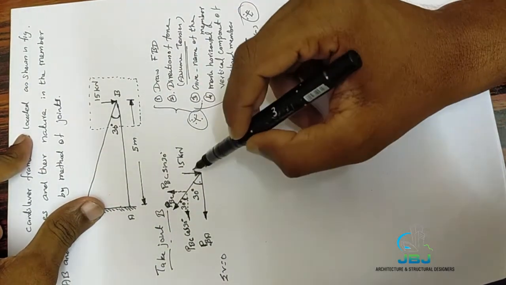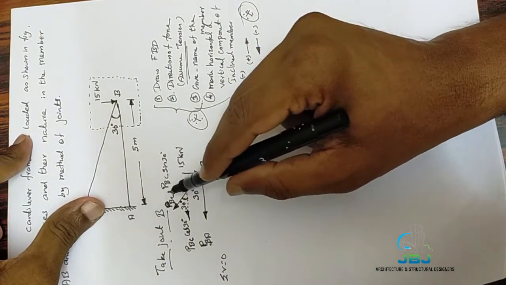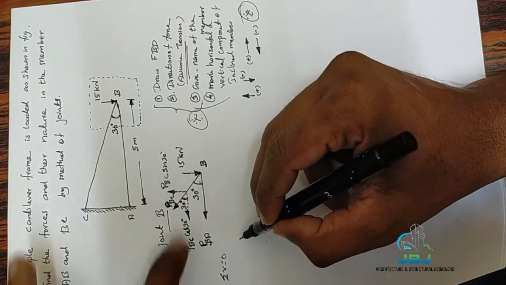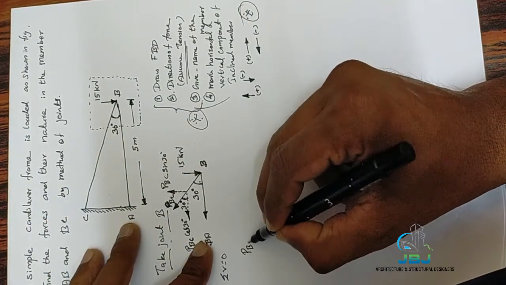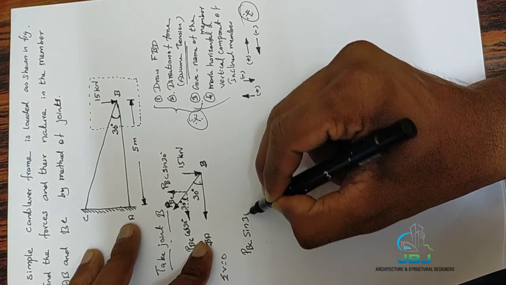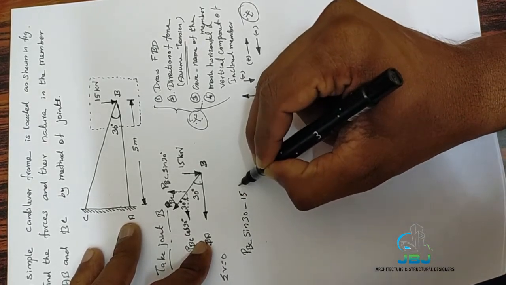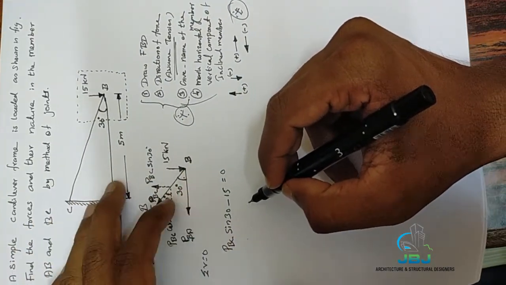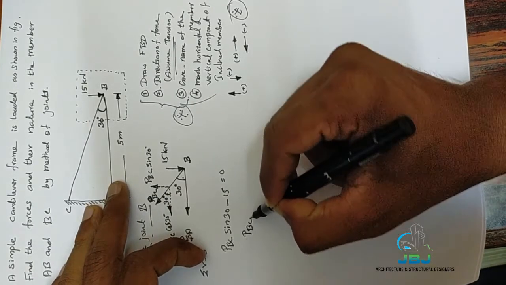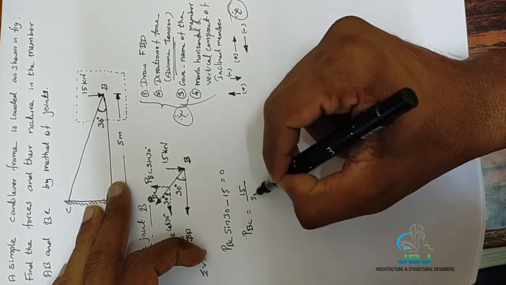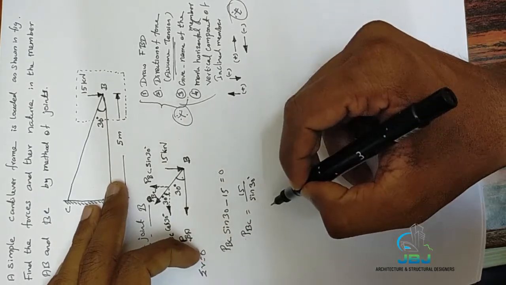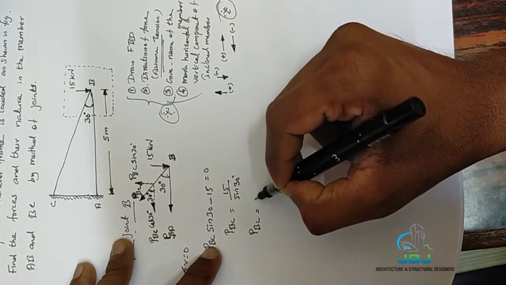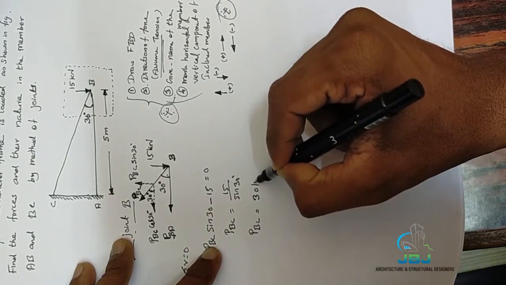Then here 2 forces are acting. One is acting towards the upward direction and another is acting towards the downward direction. How can you write here? So this PBC sin 30 minus 15, clear? That is equal to 0, because this force is acting towards upward, this force is acting towards the downward direction. PBC equal to 15 divided by sin 30 degree. Okay, then so PBC, what's the value of PBC? So PBC is 30 kilonewton.